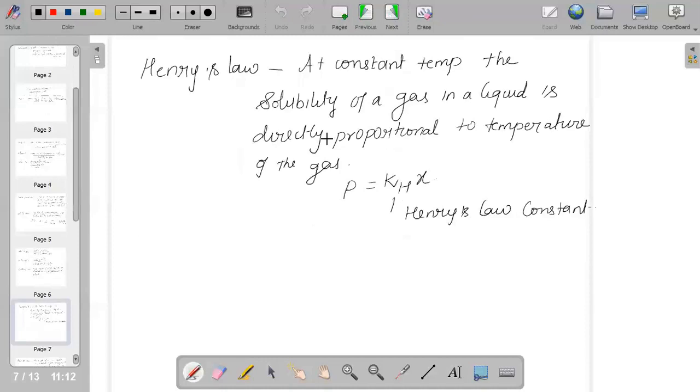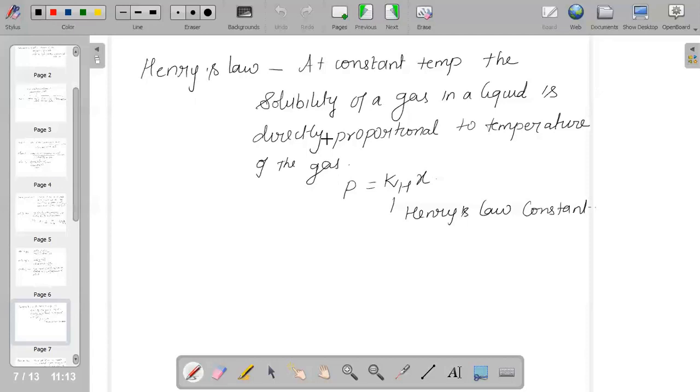And the next very important laws which we need to study are two laws in this chapter. One is Henry's law and the other one is Raoult's law. When we say Henry's law, what is Henry's law? At constant temperature, the solubility of a gas in a liquid is directly proportional to the pressure of the gas. As I told you, solubility of a substance will increase as pressure is increasing.